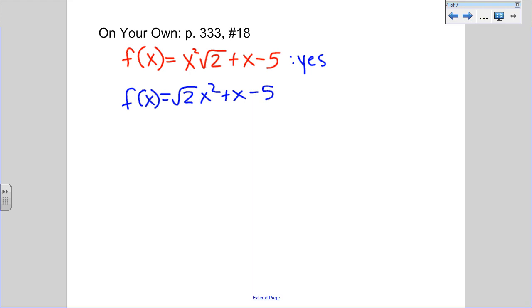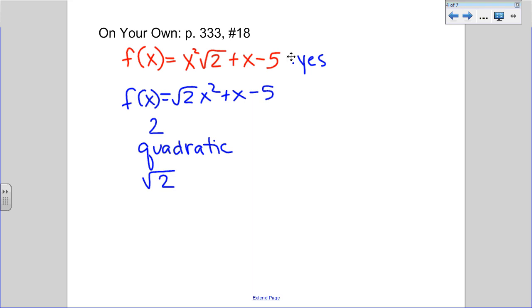If you move that square root of 2 in front of it so that it actually looks like a coefficient, that would also be fine. It then says to list the degree, so the degree is 2. The type is quadratic. And now that I've gone ahead and moved that square root of 2 in front of it, now I can see my leading coefficient, and my leading coefficient is square root of 2.